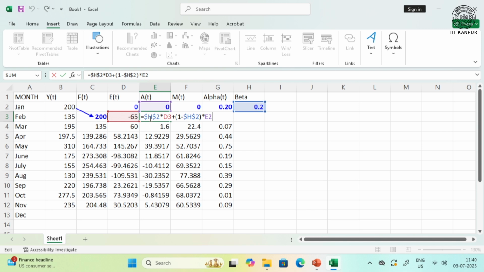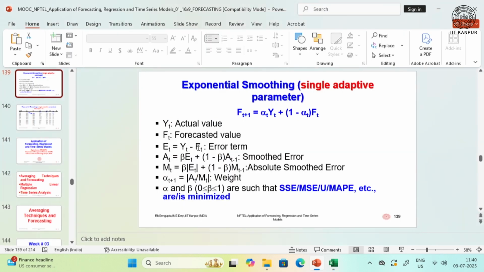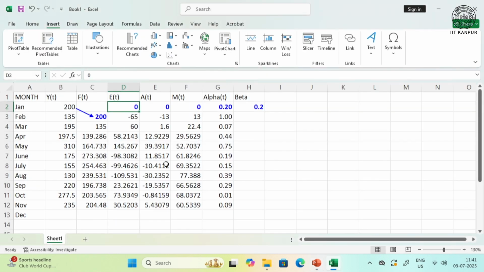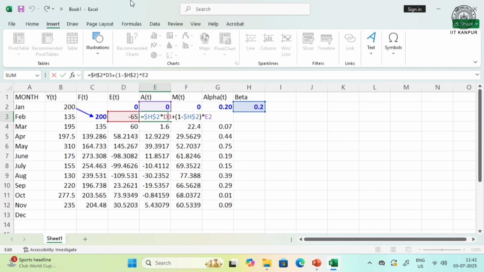Beta is in cell H2, which is here, which I have just highlighted, multiplied by the value of ET. ET is basically 0. If you see, ET is here, the value which you see here. I will just use the drawing tool to mark the value which is here. So, this is the term beta into ET, which I marked in red. That is the first term, which is H2 into D3.